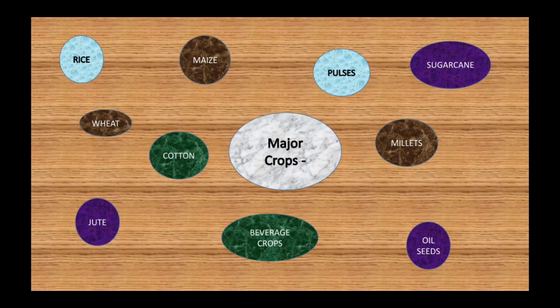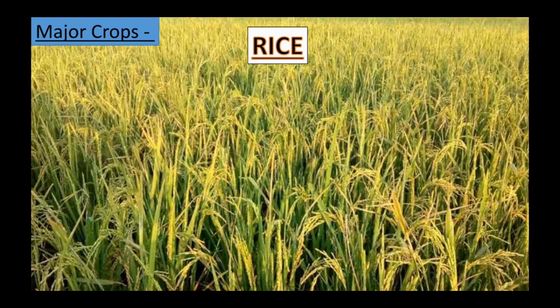Next, dear children, we will come across the major crops of India as per your course content: rice, wheat, maize, pulses, millets, beverage crops, oil seeds, fiber crops, and many more. If we go one by one in detail, first we will see rice, which is a kharif crop. Remember, it is a kharif crop.